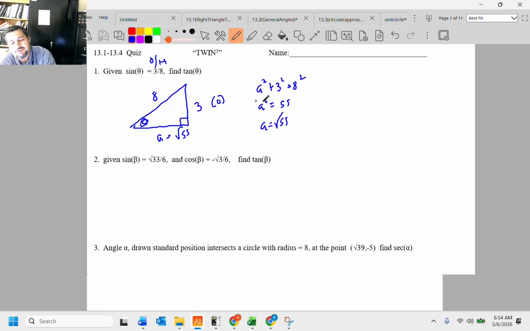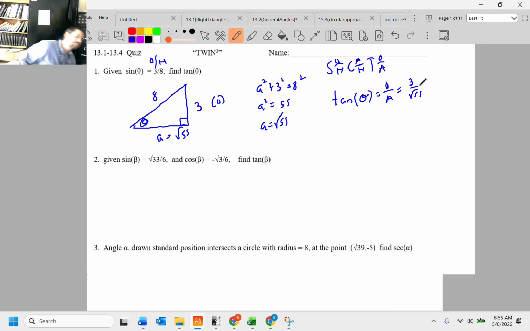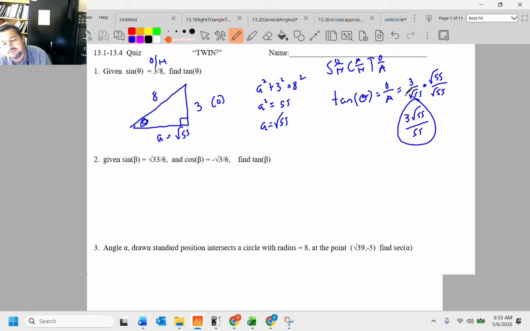All right, so now I'm going to do the tangent ratio. From SOHCAHTOA, which you can write all over your piece of paper if you wish, the tangent of an angle is the opposite over the adjacent side. So I will have 3 over root 55, which is not a valid answer. Numerically, it's correct, but we need to clean it up. We're going to multiply the top and bottom by root 55. That gives us 3 root 55, and root 55 times root 55 is 55.